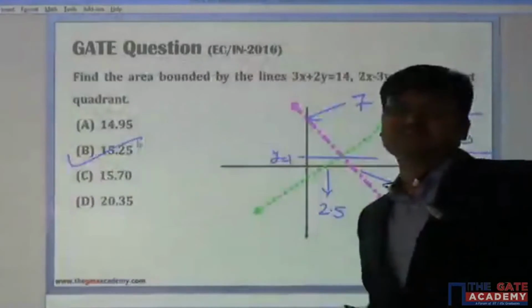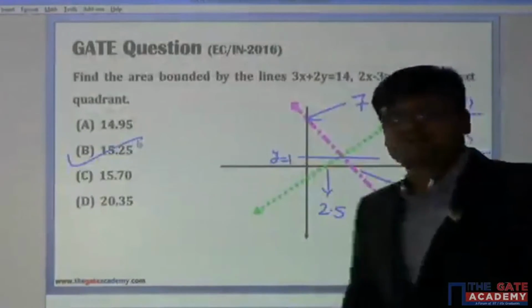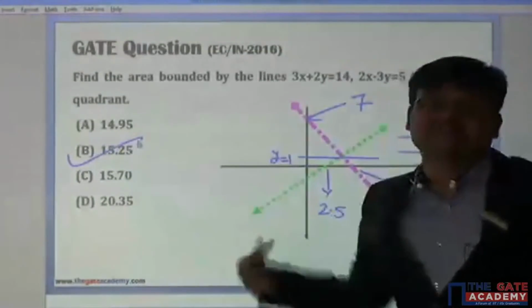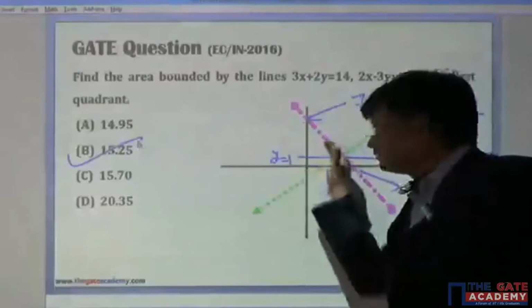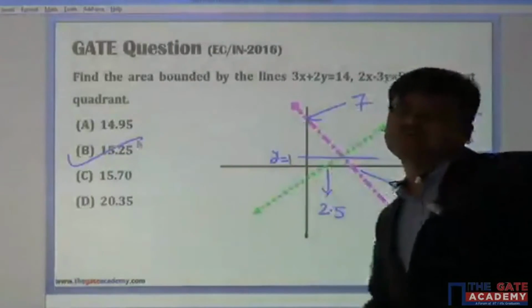So what is the learning out of this question? It is not required to analyze everything and find out what the part is. From the options it is clear they are asking this particular part. And by solving equations we have found out the area of the triangles.